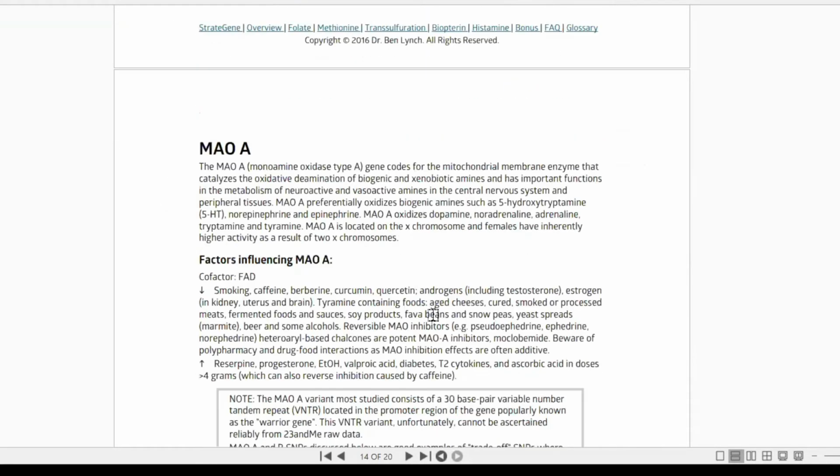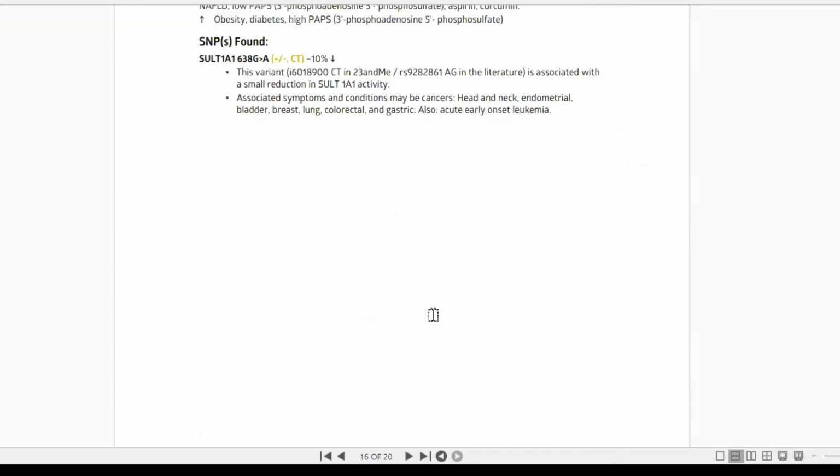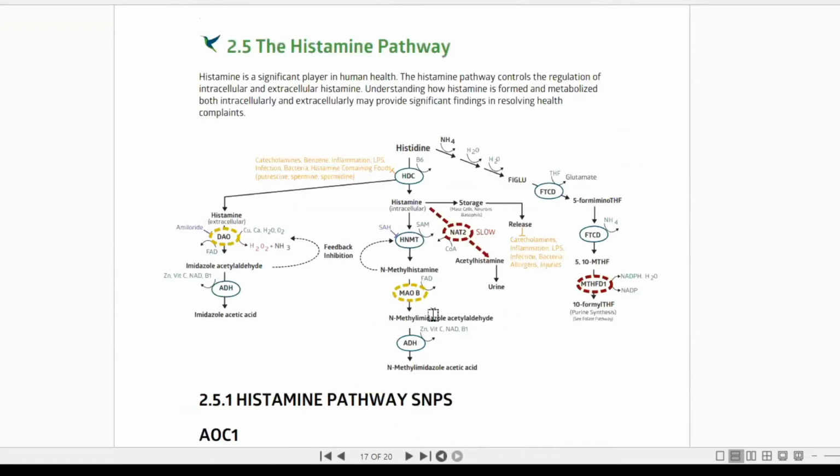So we can go down here to the next one, which is the histamine pathway. And again, we just follow the arrows. There are different ways that histamine can go. We think that there's just one histamine, but there's not. There's intracellular and there's extracellular histamine, so we need to look at that. And again, put these things into context, look at things which speed them up and which slow them down, and look at the cofactors involved.